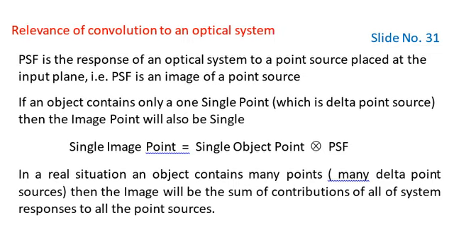Now, what is its relevance to the optical system? The point spread function is the response of an optical system to a point source placed at the input plane. That is, the PSF is an image of a point source on the object. So if you have an object in the form of a point source and you image that object through an optical system, you obtain an image which we refer to as the point spread function, or the PSF.